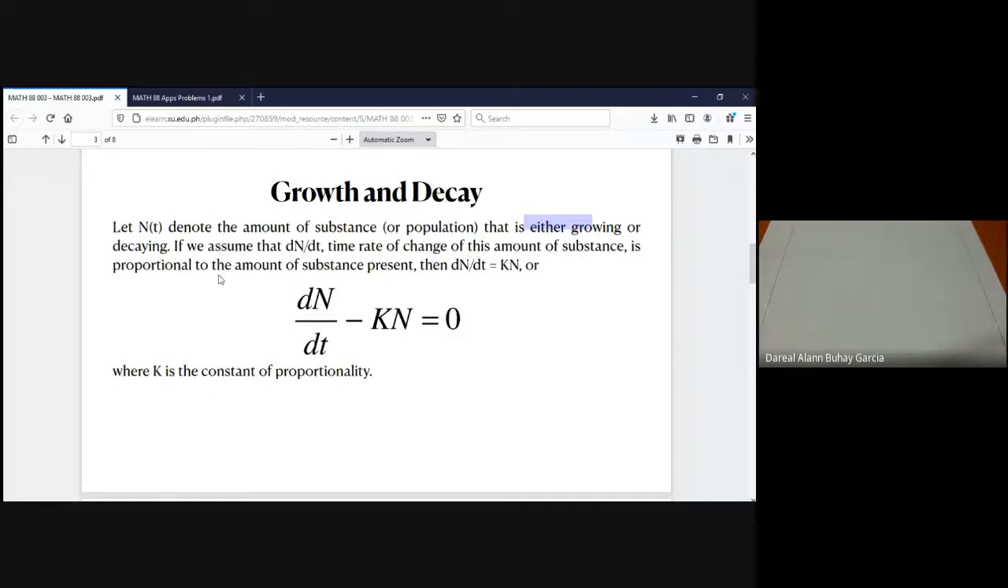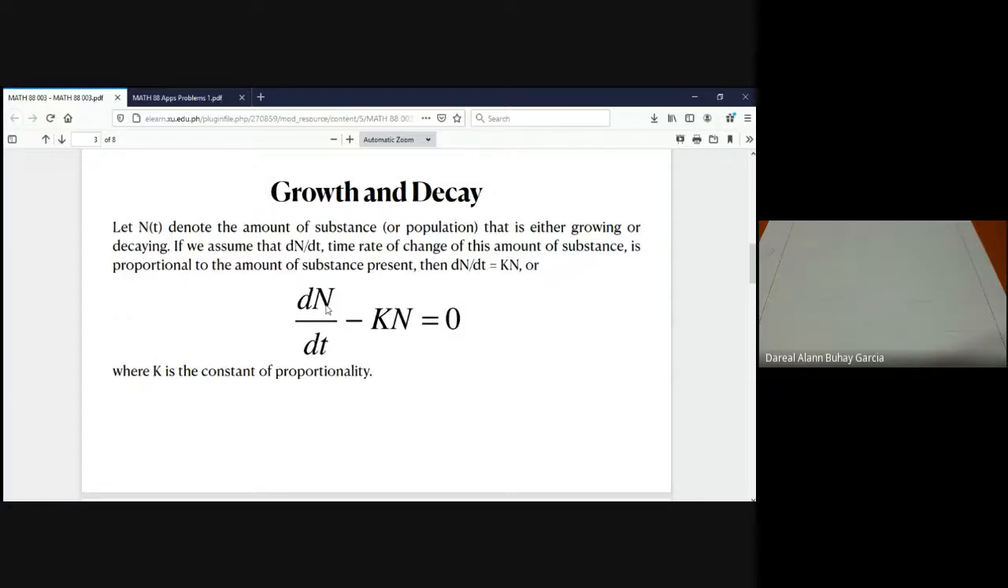If you assume that dN over dt, or the rate of change over time, is proportional to the amount of substance present initially, which is N in this case, that kind of situation could be modeled by this differential equation where K is a constant of proportionality. So we can also read it as N prime minus KN, where K is a constant and N is a function of time, is equal to 0.